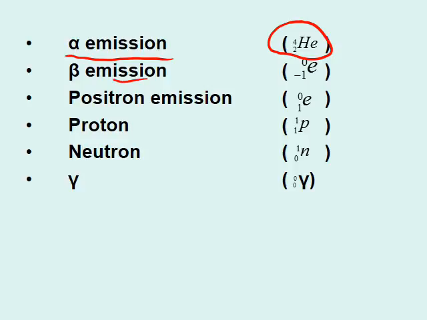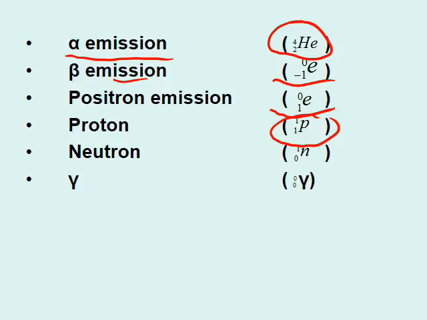Beta emission is nothing but emission of an electron from the nucleus. Positron emission is a positively charged electron. So you can see the bottom number is 1, which is positive 1. In the case of an electron, it is minus 1. A proton, on the other hand, has charge 1 and mass 1.